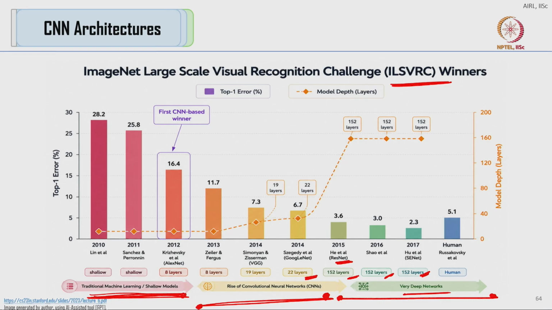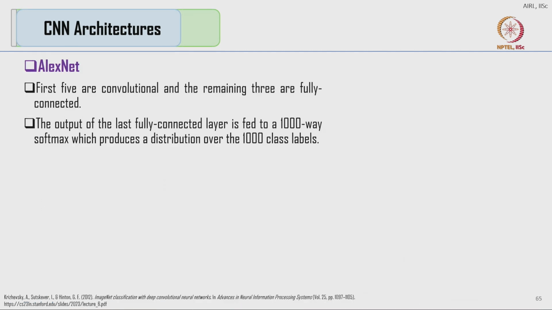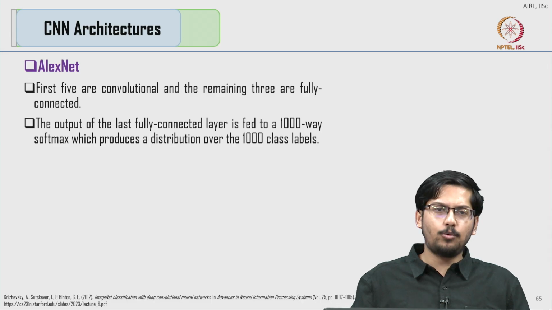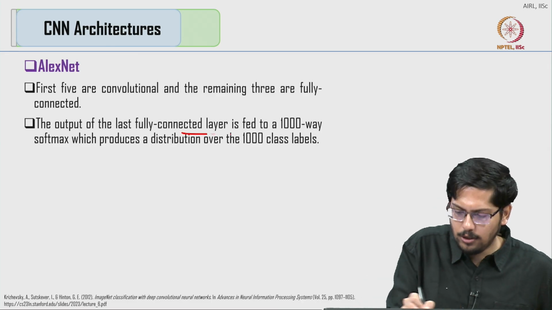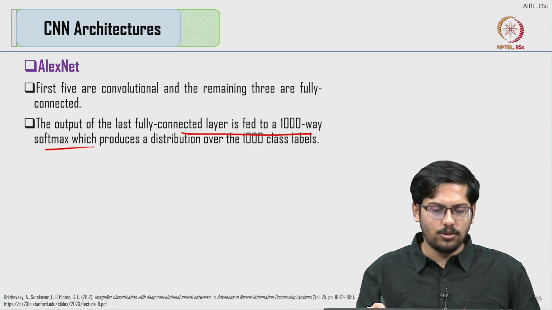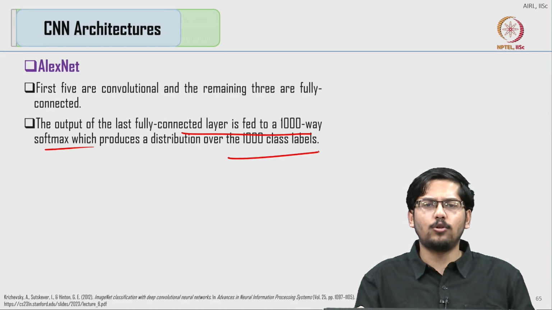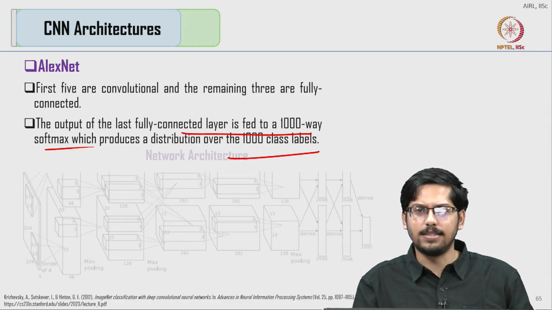So let us discuss these models in a quick overview and try to see what problems they try to solve. Let us start with the first CNN winner, which is AlexNet. AlexNet essentially has 5 convolutional layers and the remaining fully connected layers. The output of the last fully connected layer is fed to a 1000 way softmax, since it has 1000 classes. The last fully connected layer would also have 1000 neurons, since there are 1000 classes.